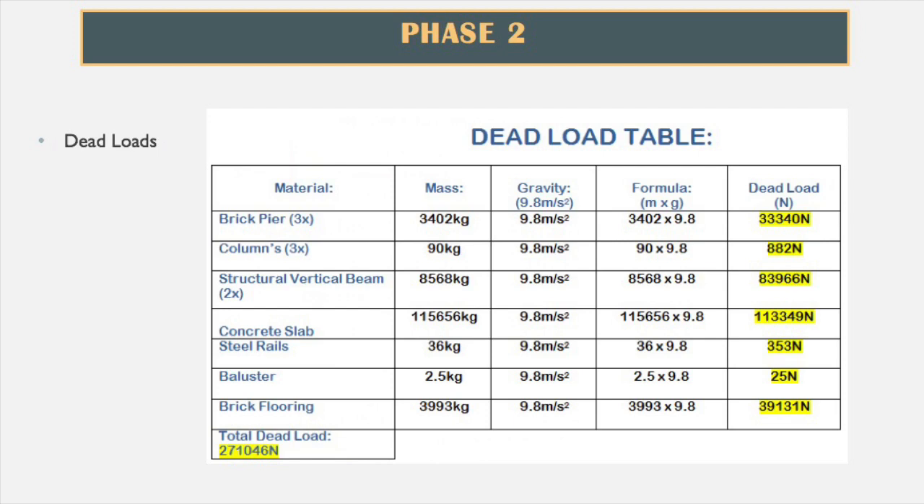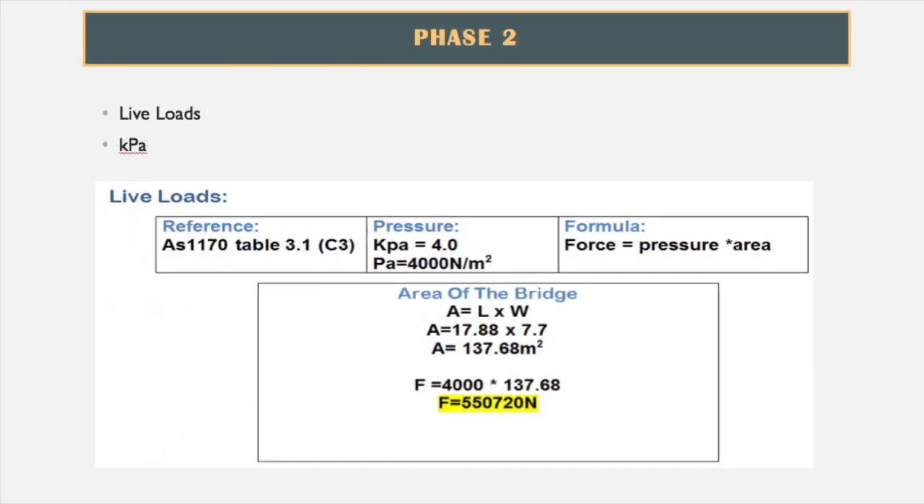To calculate the dead load, we used the mass from our previous data. Then we multiplied it by gravity, which is 9.8, and that gave us each individual member's dead load. We then calculated the total dead load by adding all of them together, and it gave us 271,046 newtons.